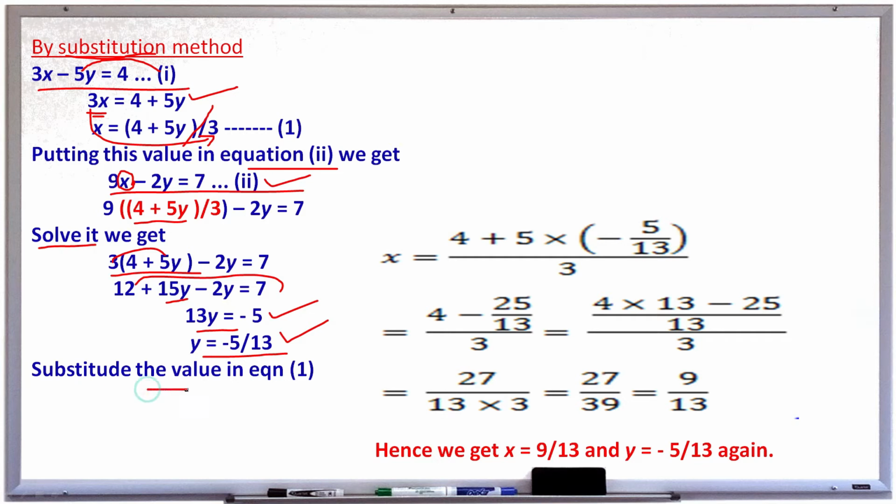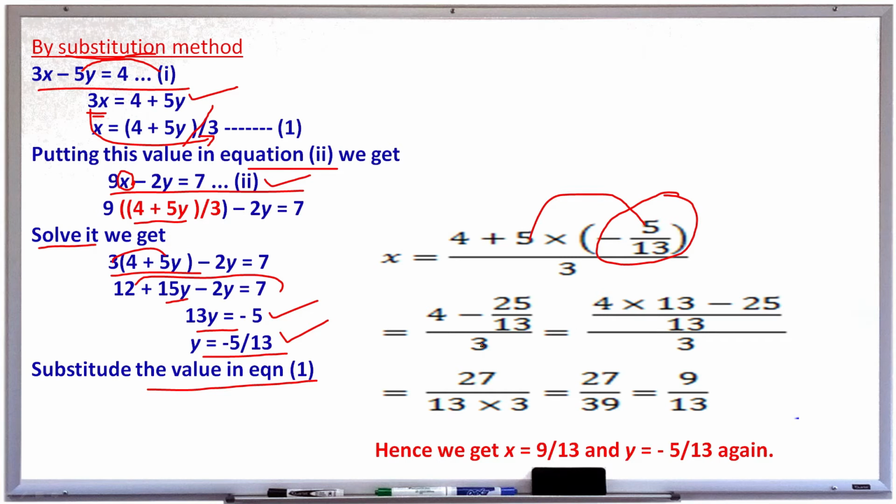Substitute this value in equation number 1 to get the x value. In equation number 1, instead of y, we must put minus 5 by 13. So the equation will become x is equal to 4 minus 25 by 13, because 5 into minus 5 will become minus 25 by 13. Simplifying, you will get this second step.